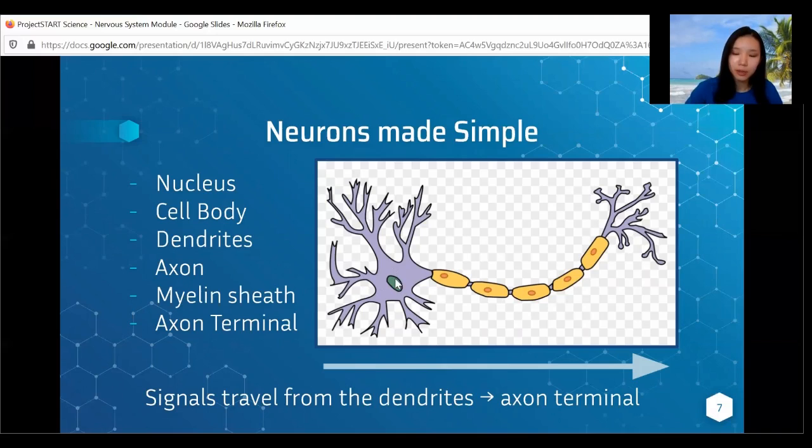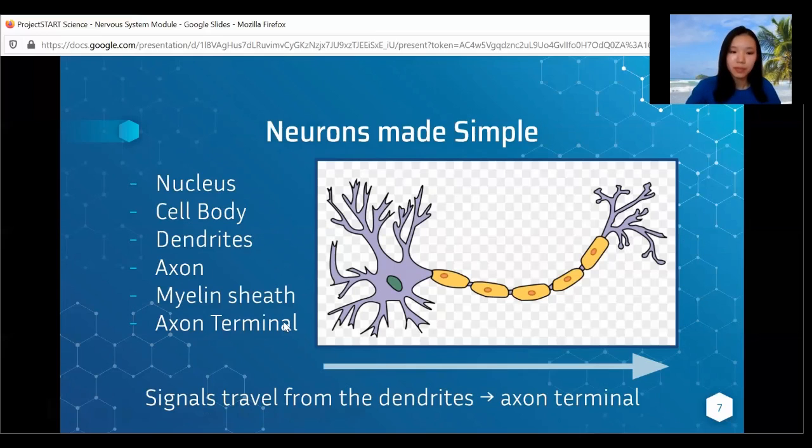So the green oval in the center is called the nucleus. It contains most of the neuron's DNA and is surrounded by the cell body. The purple wire that actually runs under these yellow wrappings is called the axon. Think of it as a wire that transmits signals. The yellow portions that wrap around the axon are called the myelin sheath, and their function is to make transmission more effective and efficient. On the right-hand side, we have the axon terminals, which are where the signal gets sent to.